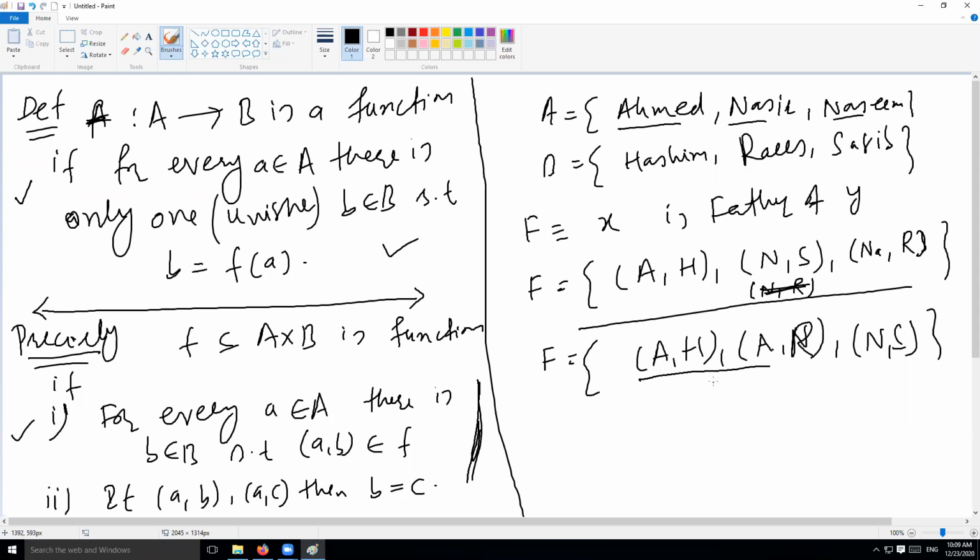Sir, Naseem has no son. Yes, Naseem. First condition, for every element: Naseem does not have a son. Naseem does not have a son. Okay? So this is not a function. This is not a function.